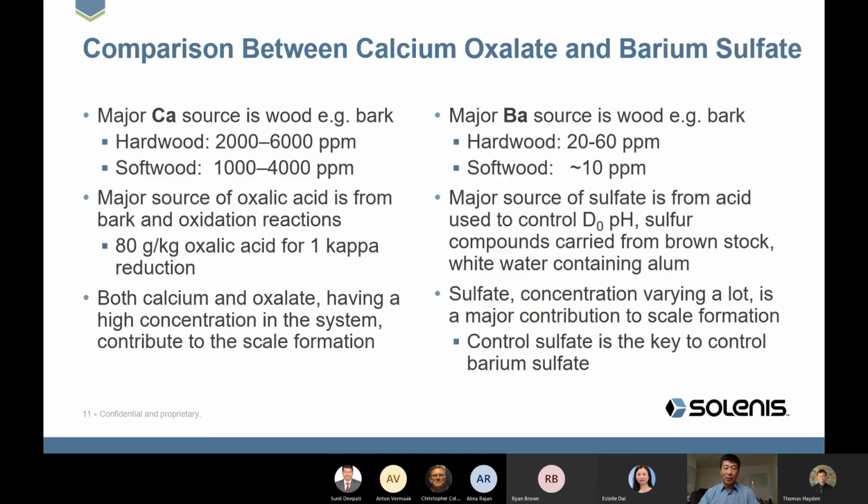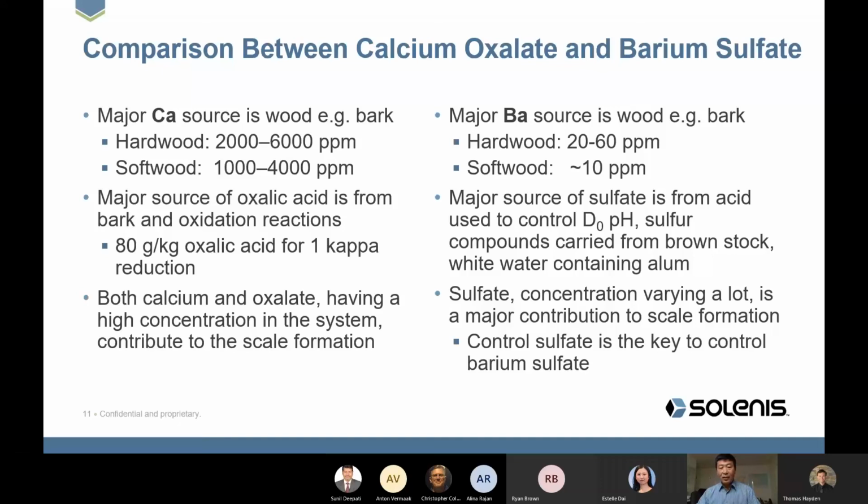So we're going to compare those two. If you look at the major calcium sources in the wood, especially bark, we're going to have 2,000 to 6,000 ppm for hardwood and 1,000 to 4,000 for softwood. On the other hand, the barium sources from wood are much less. Hardwood you have 20 to 60, softwood you're going to have like 10 ppm.